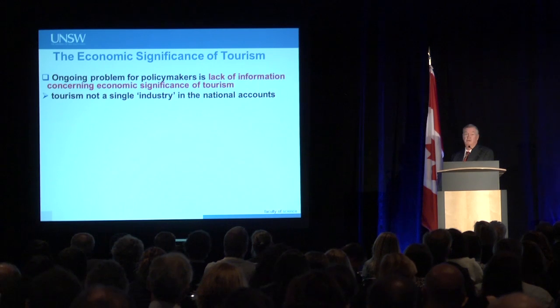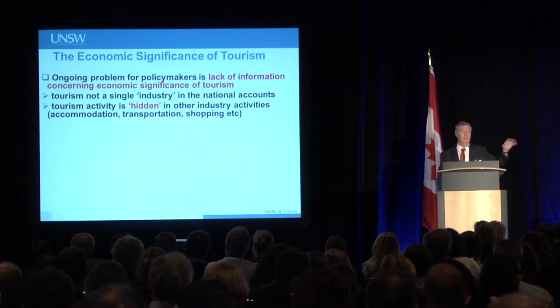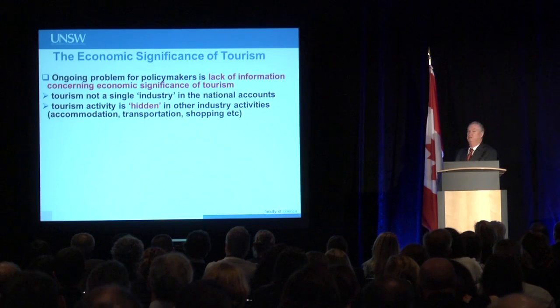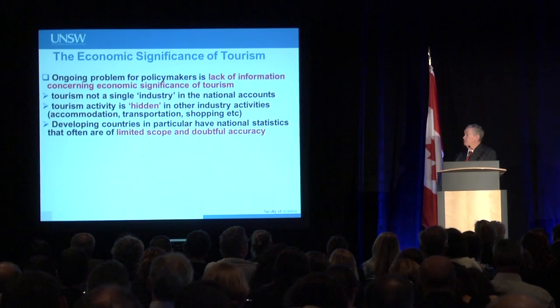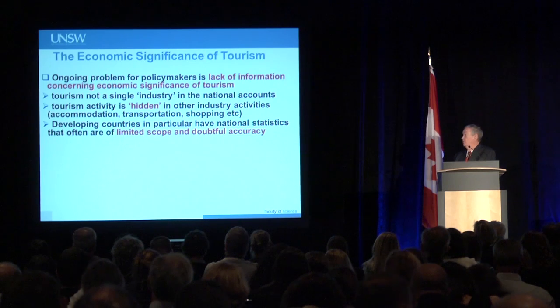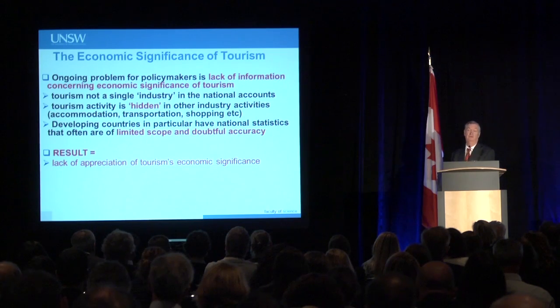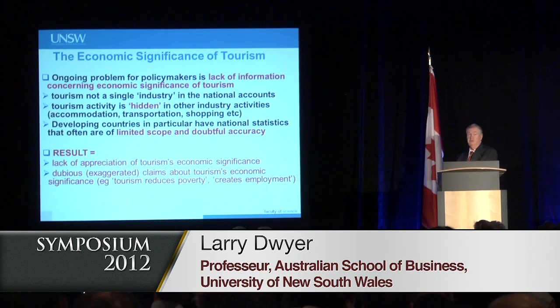Now, the economic significance of tourism. There's an ongoing problem for policymakers: the lack of information concerning the economic significance of tourism. As you'd know, tourism is not a single industry in the national accounts, it's hidden in other sectors. If you look at the national accounts, you will not see tourism industry mentioned. You will see accommodation, you will see tours, you will see transportation and so on, shopping, etc., but you won't find tourism. And developing countries in particular have national statistics that are often of limited scope and doubtful accuracy. The result is there's a lack of appreciation of tourism's economic significance, and I think this is a worldwide lack of appreciation of the economic significance of tourism.